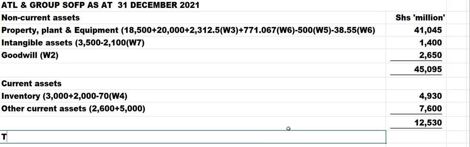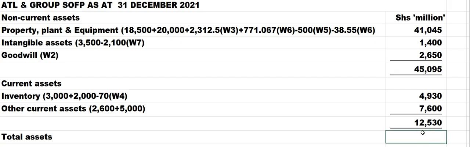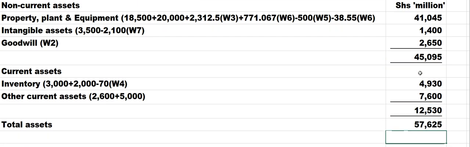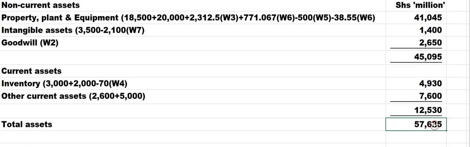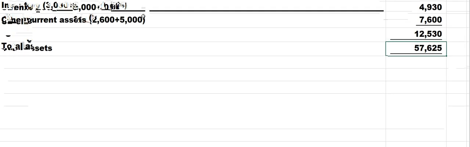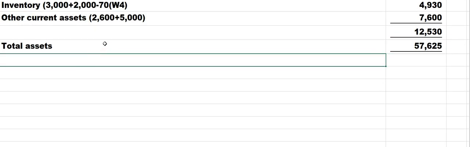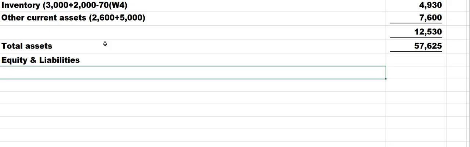So we can get our total assets figure, which is the current plus the non-current, giving us 57625. So that's my total assets. So we move to the section of equity and liabilities. I'll start with equity.